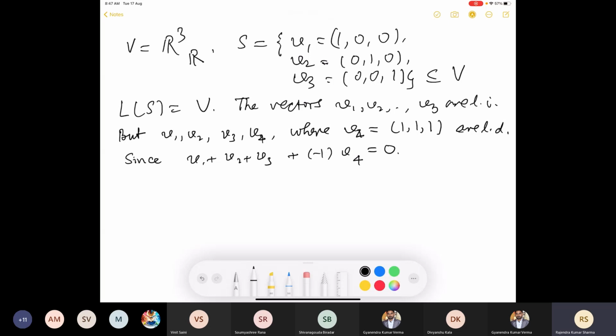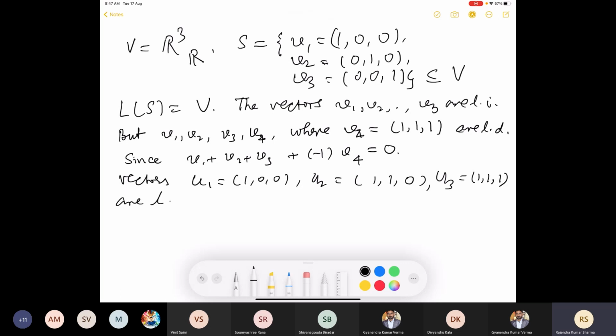You can also take vectors U1 the same as (1, 0, 0), U2, say (1, 1, 0), U3, say (1, 1, 1). So these vectors, if you take, then they are linearly independent.